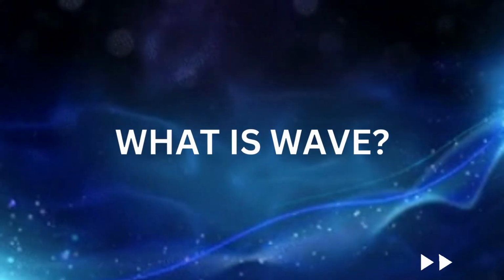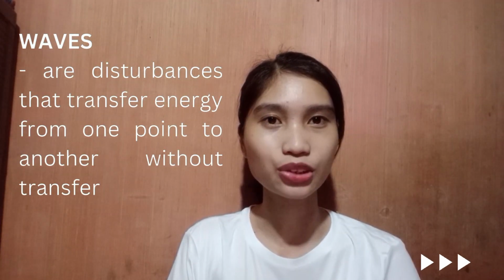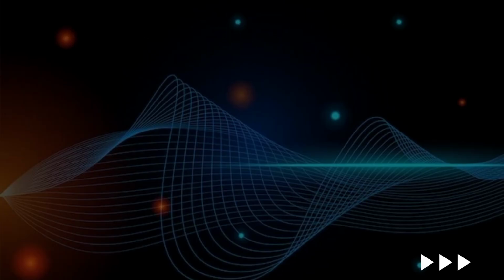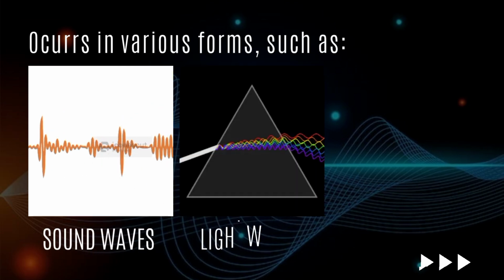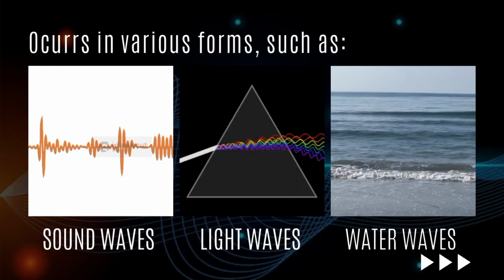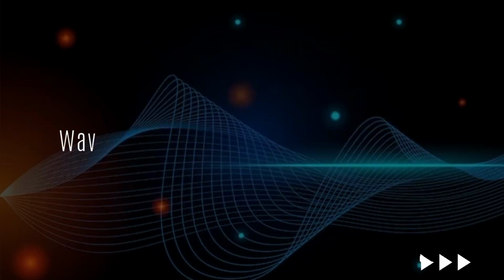What is a wave? Waves are disturbances that transfer energy from one point to another without transferring matter. They can occur in various forms, such as sound waves, light waves, and water waves. Waves are fundamental to how energy and information move through the world.